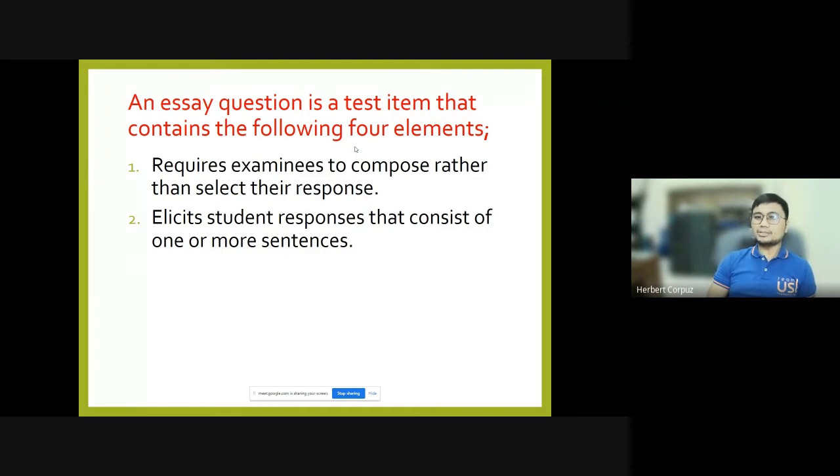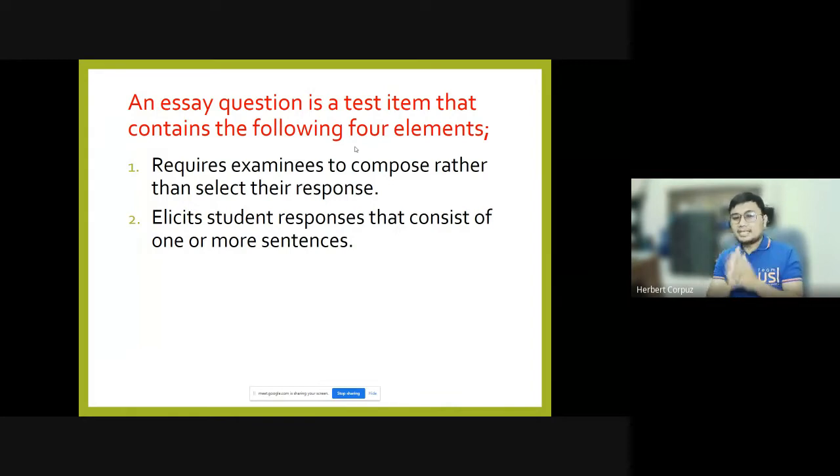Now, take note that an essay question is a test item that contains four elements. So an essay question contains four elements. First, an essay question requires examinees to compose rather than select their response. That's true. Kaya ang tinawag natin subjective type of test. Unlike sa objective type of test, there are alternatives, there is a set of options that we have to refer to where we can draw our answer to such question. Unlike for essay, no alternatives, no options. Examinees or students or learners are really required to compose their answer to a test item or to a question.